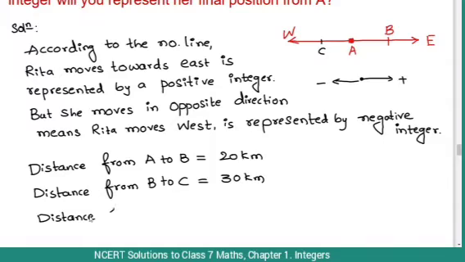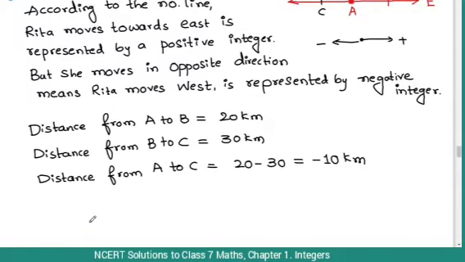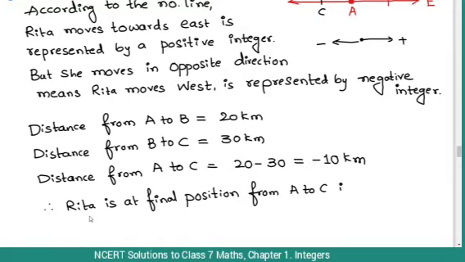Now distance from A to C is 20 minus 30, that is minus 10 kilometers. Therefore, Rita's final position from A to C is minus 10 kilometers.